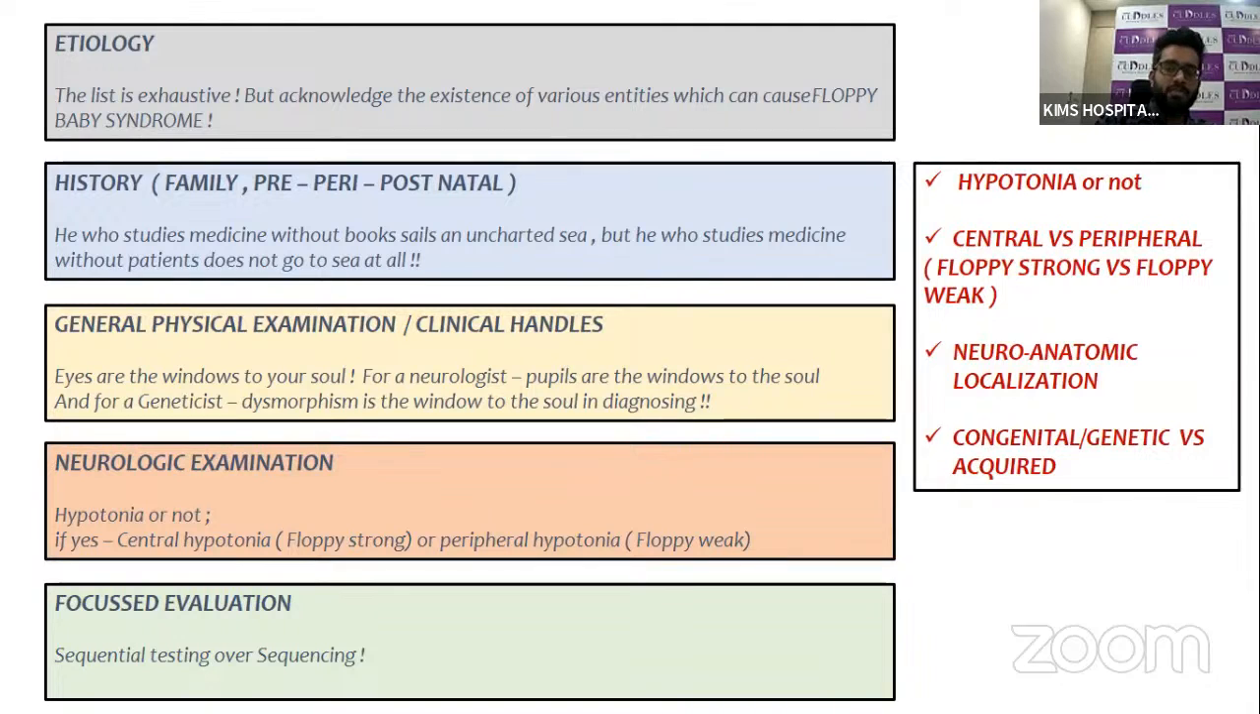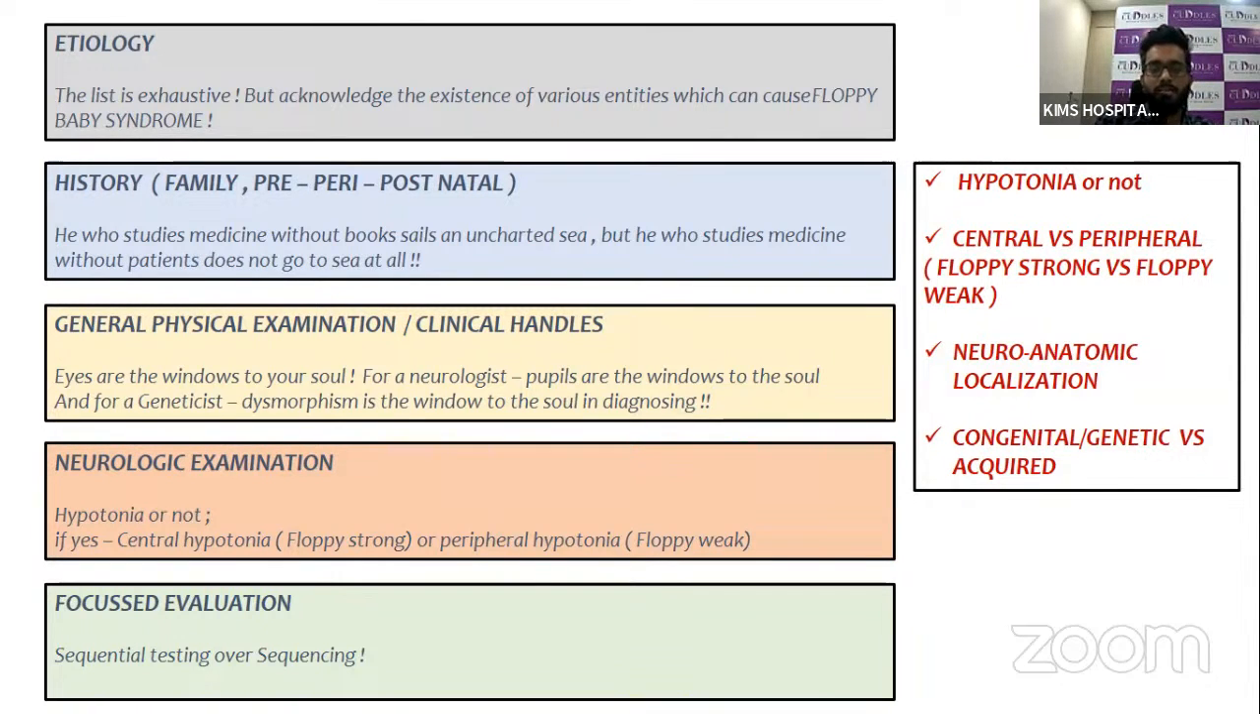And after this, the question comes: is it congenital, genetic or acquired? That is again based on the history. For example, the baby has an illness which starts on the 15th day or 16th day, and the child was fine before that, or a baby presenting at birth.